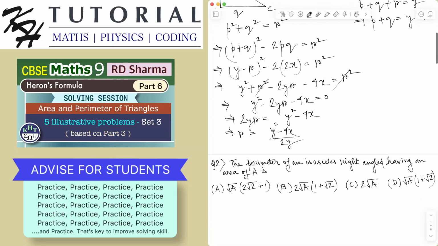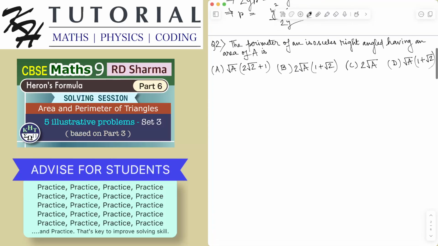Let's see the next problem. Question number 2. The perimeter of an isosceles right angle triangle having an area of A is. So let's say this is an isosceles right angle triangle ABC. Let's say the length of the two equal sides, that is the arms, be a. Now the perimeter of an isosceles right angle triangle having an area A.